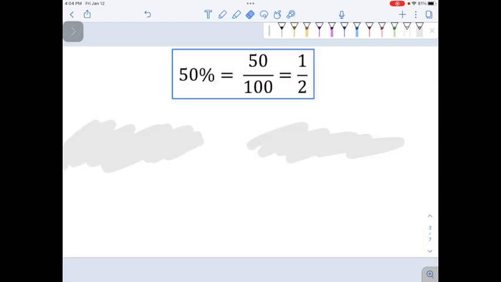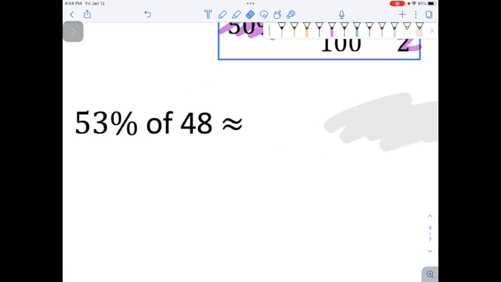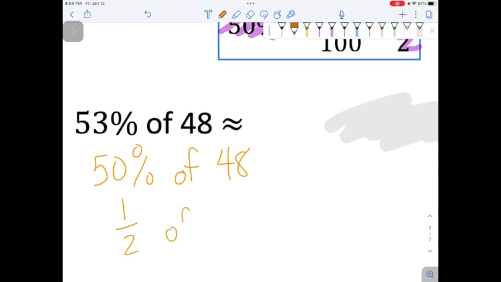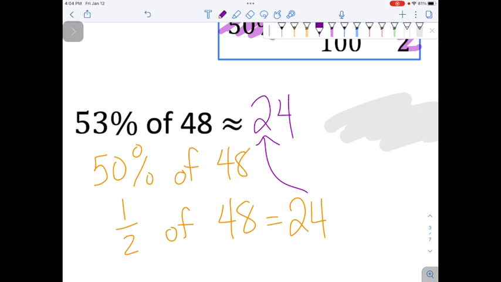Here's how it's helpful. If you know that 50% is the same as 50 over 100, then you also know that 50% is half. So you could think in your head, if I have to solve 53% of 48, that's really similar to saying 50% of 48, which is half of 48. And I know that half of 48 is 24. That means that 53% of 48 is about 24. It's not going to be exactly, but it's about.